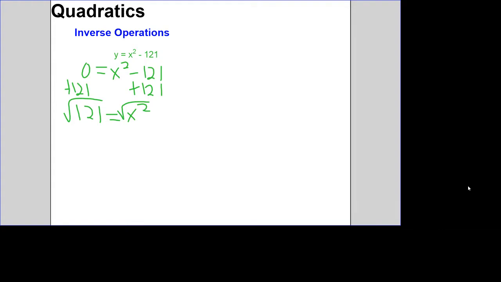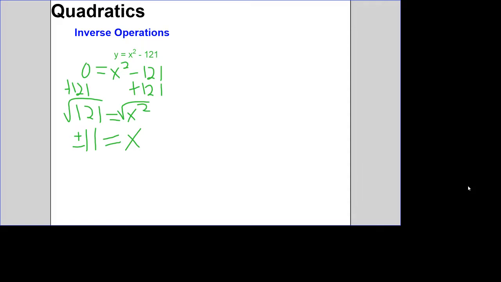When we take the square root of 121, there's actually two possible answers. We have the positive 11, because positive 11 times positive 11 is positive 121. But we also have negative 11, because negative 11 times negative 11 is also positive 121. And then, of course, the square root of x squared is just x. So our solution here is plus or minus 11.